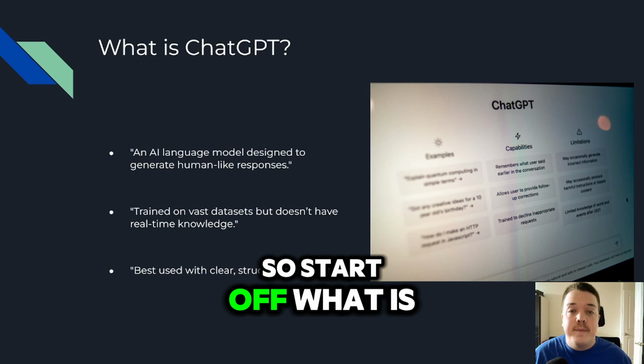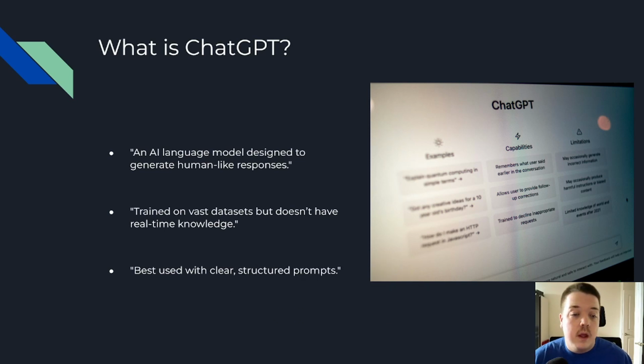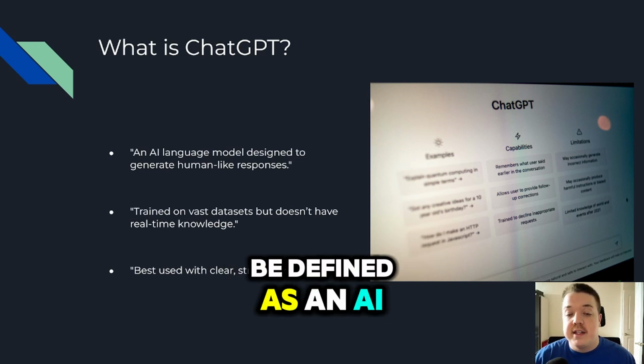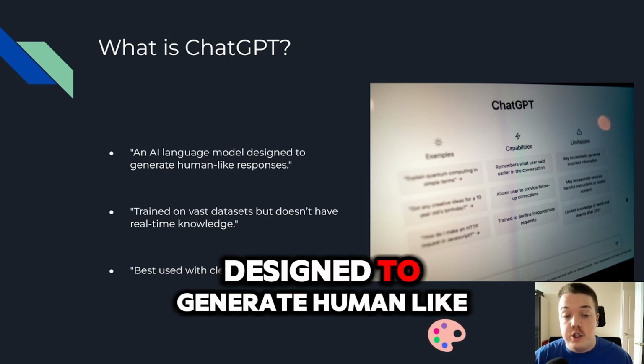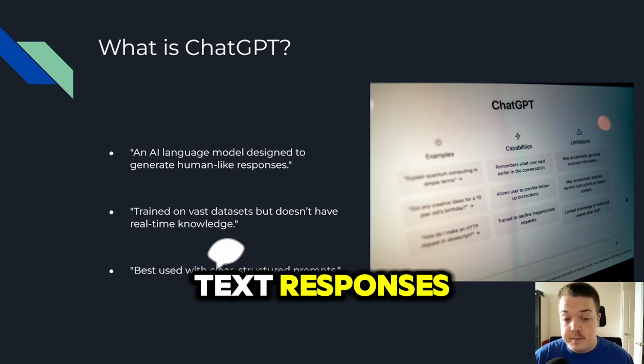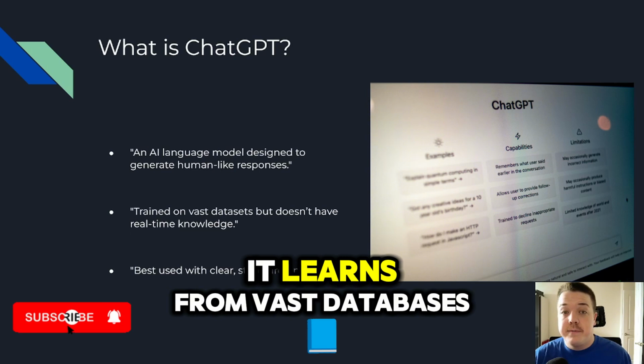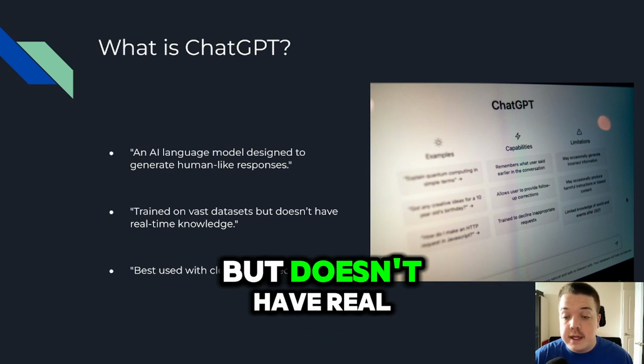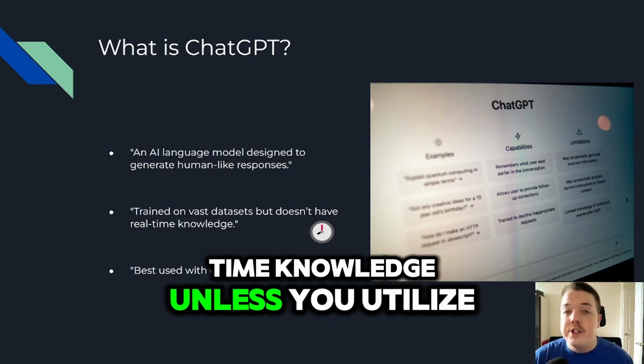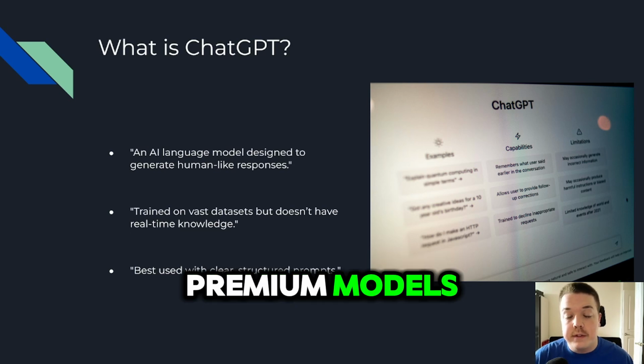So to start off, what is ChatGPT? ChatGPT can be defined as an AI language model designed to generate human-like text responses. It learns from vast databases, but doesn't have real-time knowledge unless you utilize premium models.